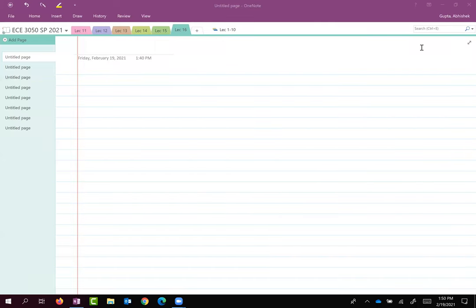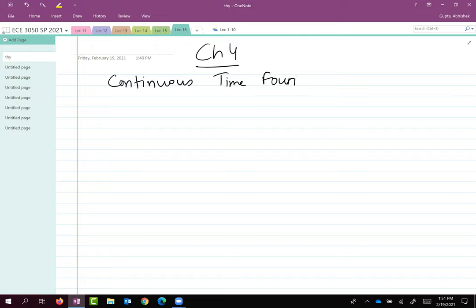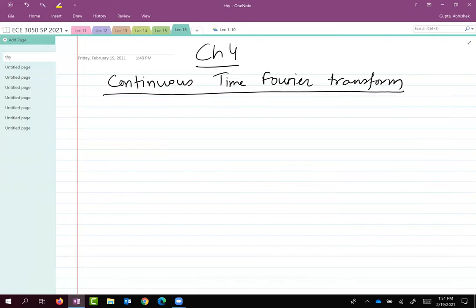All right, so we have talked about Fourier series so far. And in today's lecture, we are going to talk about continuous time Fourier transform. So this is a new chapter. This is chapter 4 of the book. So we have already completed 3 chapters of the book. Okay, continuous time Fourier transform.